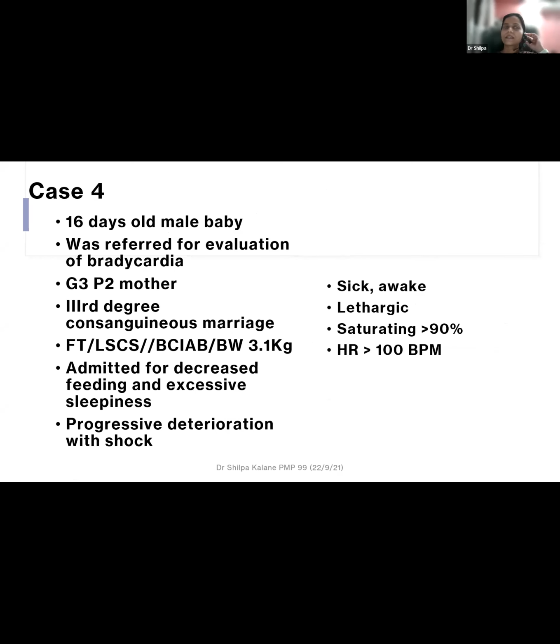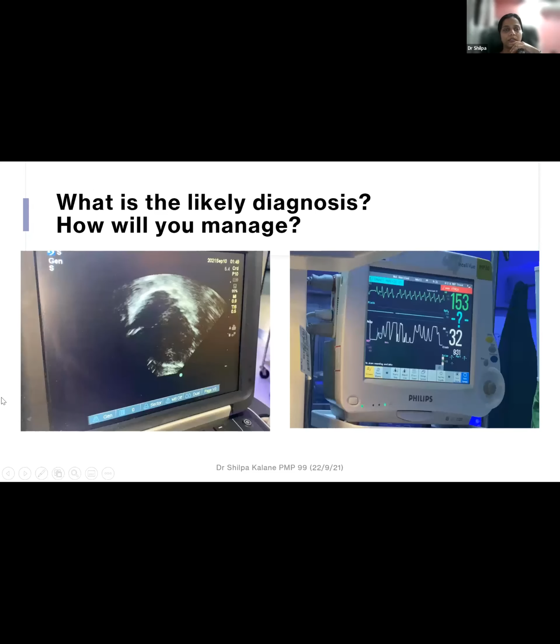Okay, so this is a case. A 16 days old male baby was referred for evaluation of bradycardia, but actually this baby was lethargic and disproportionately hypotensive. This baby was born to a gravida 3, para 2 mother, third degree consanguineous marriage, LSCS, birth weight was 3.1 kilo, exclusively breastfed. On day 16 had a sudden crash, and the mother complained that the baby is sleeping, not moving a lot, and was lethargic. On admission the baby was saturating more than 90%, heart rate was more than 100 beats per minute. Okay, so this was the echo.